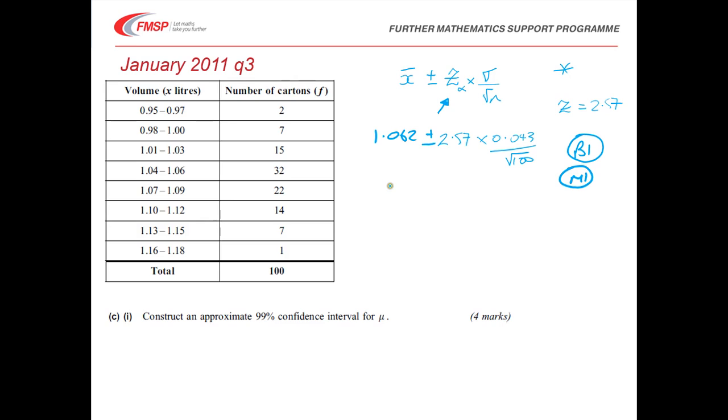We just then need to calculate this. So your confidence interval is going to be 1.06 plus or minus, if you work that out, it's only 0.01, it's quite tiny. So we could do with writing it fully like this. You then get an accuracy mark for working this through, and then a final accuracy mark for writing the correct interval.